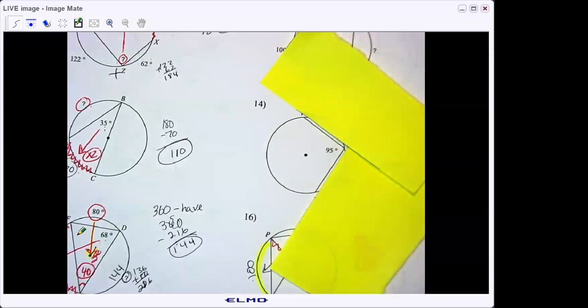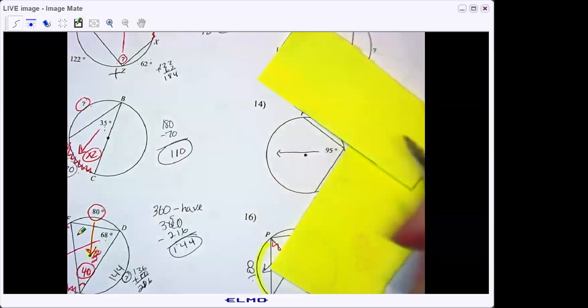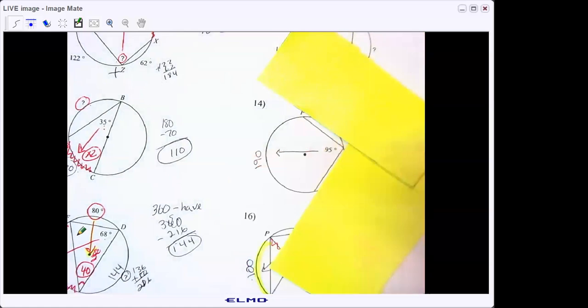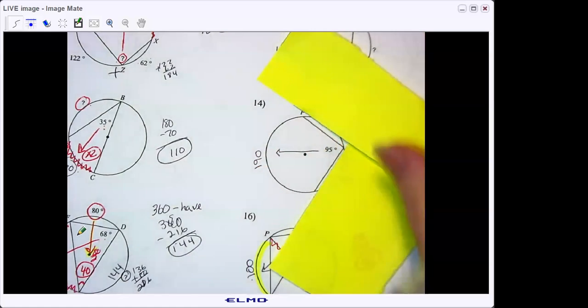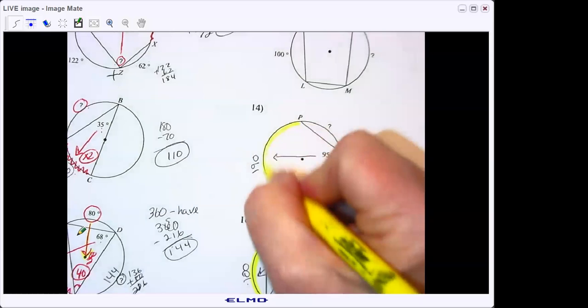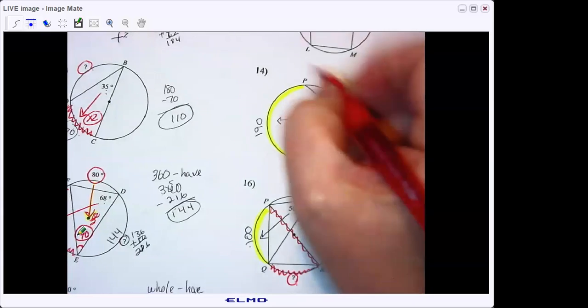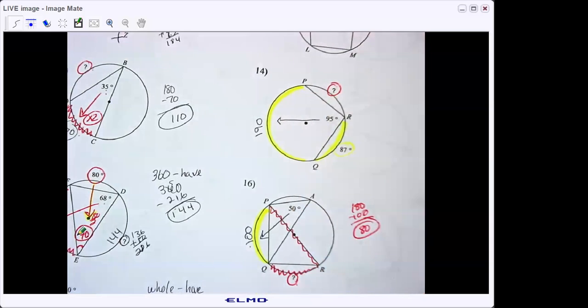Okay, good. So we're going to multiply by 2. And this arc would be 190. Perfect. Okay, now that other number might make more sense because I have 190 and I have 87 and I can find my question mark. Good. Some of you have it already. So the process, go ahead.